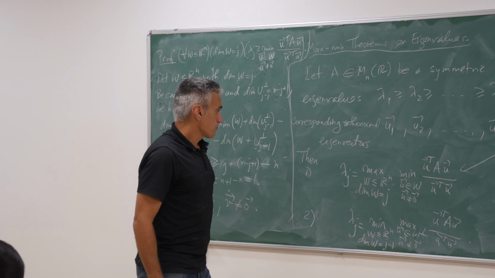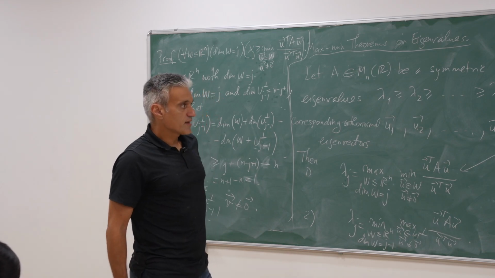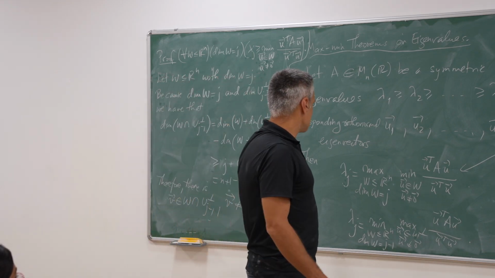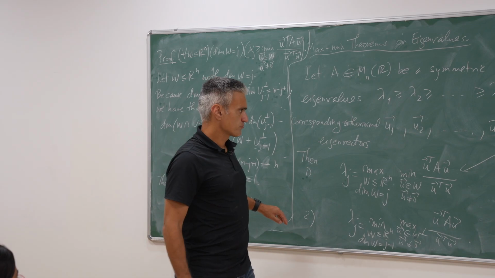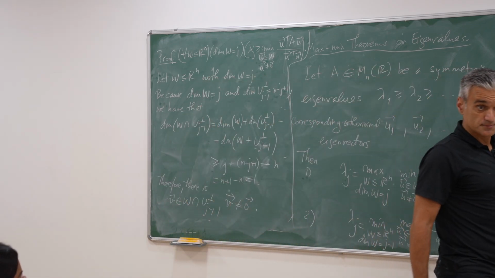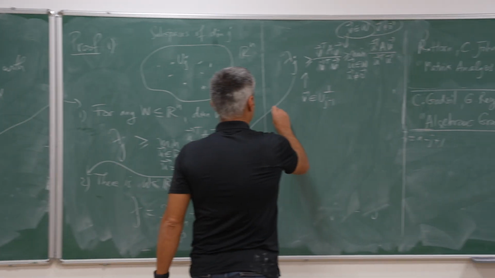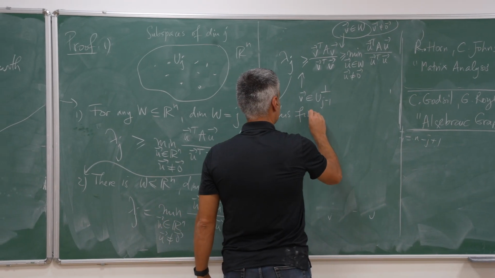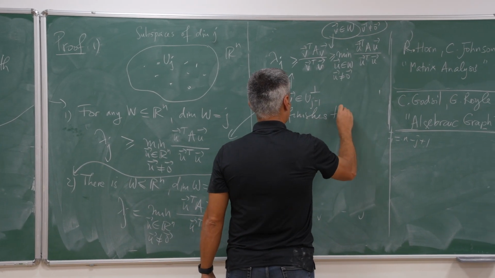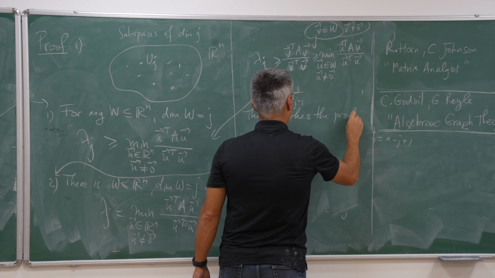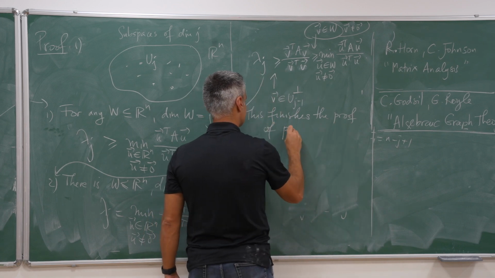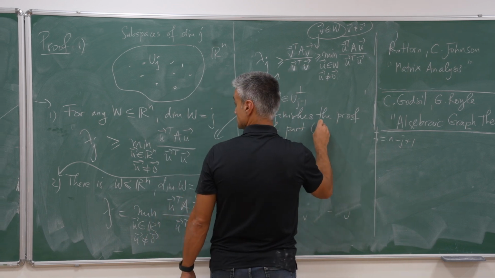Now I think that does the proof, because it proves part 1. Lambda j is greater or equal than the minimum. So this finishes part 1.